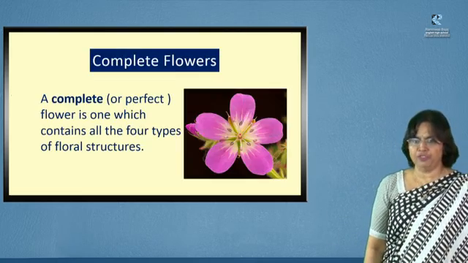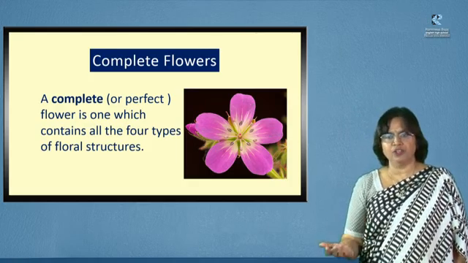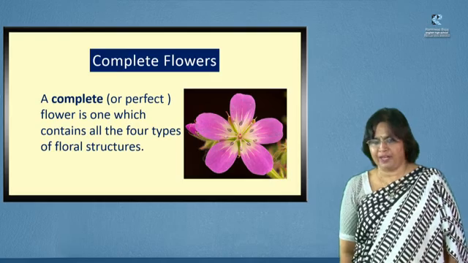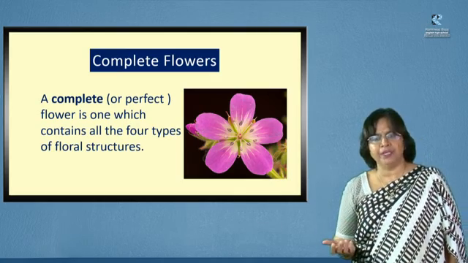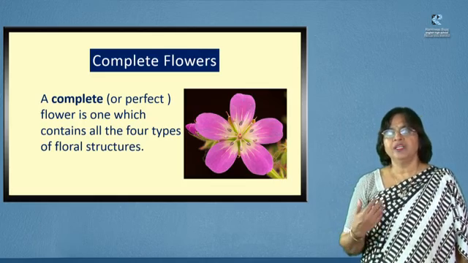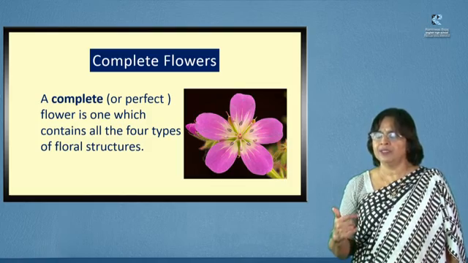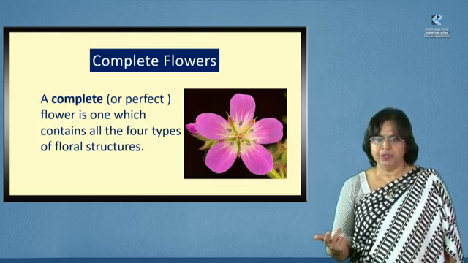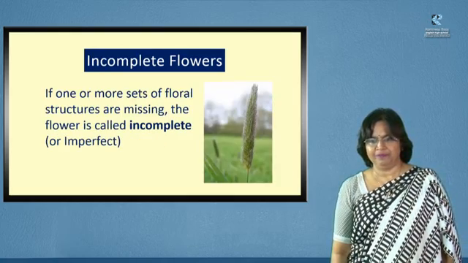That is the bisexual flower. A bisexual flower having calyx and corolla is called a complete flower. It is not necessary that if a flower is bisexual, it will definitely be complete. A complete flower is defined as a flower having all the 4 whorls, calyx, corolla, androecium and gynoecium present in it. It is also called, therefore, a perfect flower.